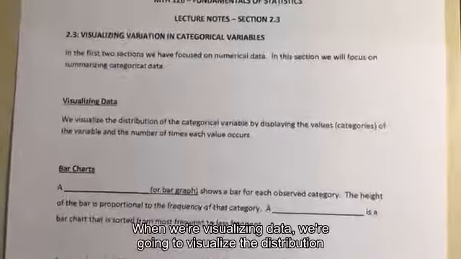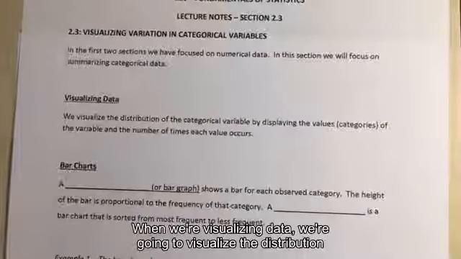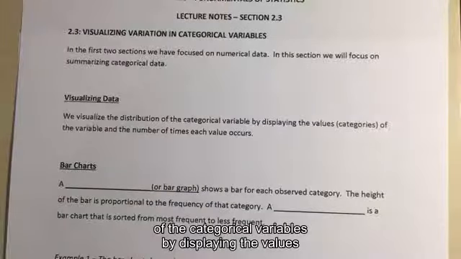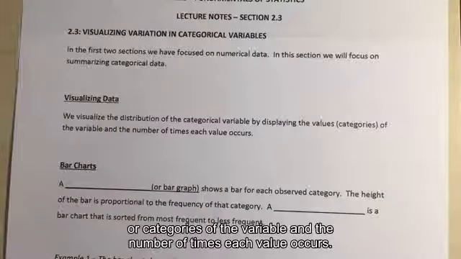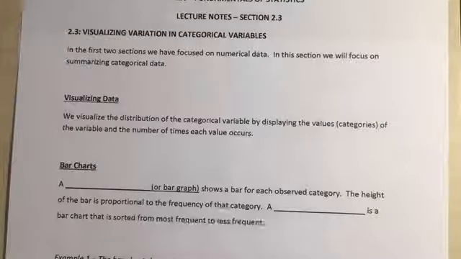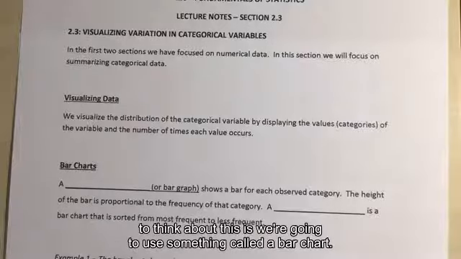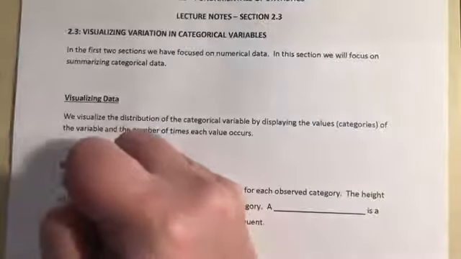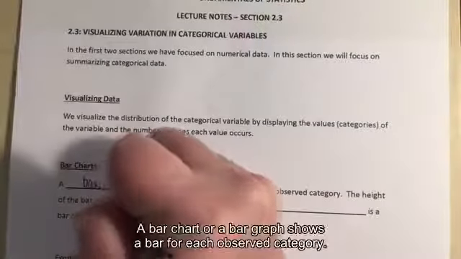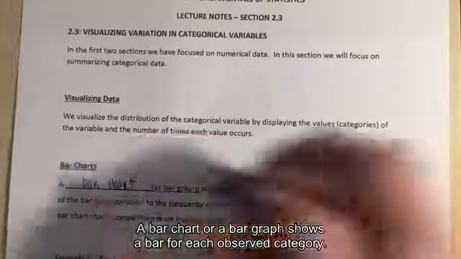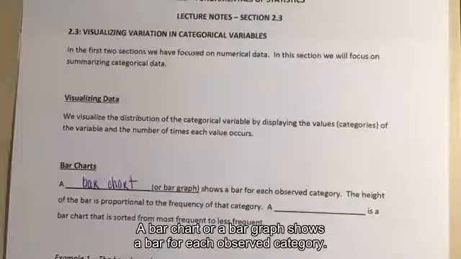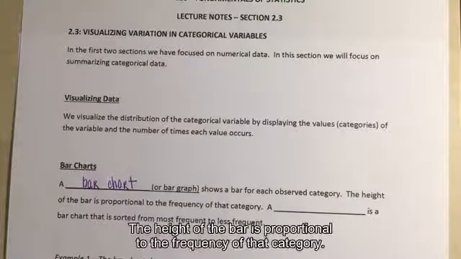So when we're visualizing data, we're going to visualize the distribution of the categorical variables by displaying the values or categories of the variable and the number of times each value occurs. Right, so the first way we're going to do this is we're going to use something called a bar chart. A bar chart or bar graph shows a bar for each observed category. The height of the bar is proportional to the frequency of that category.